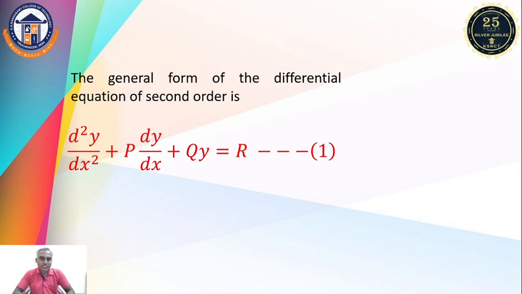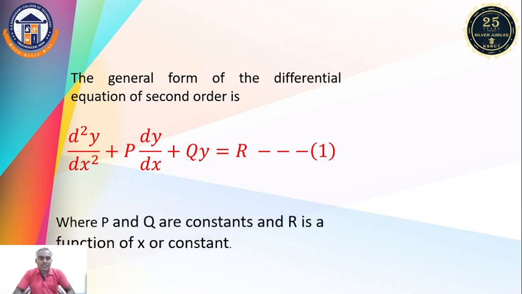In this representation, the values p and q are constants. After the equal sign we have a capital R. That R is a function of x or a constant, so anything may be present there. That is the representation of a second order differential equation.